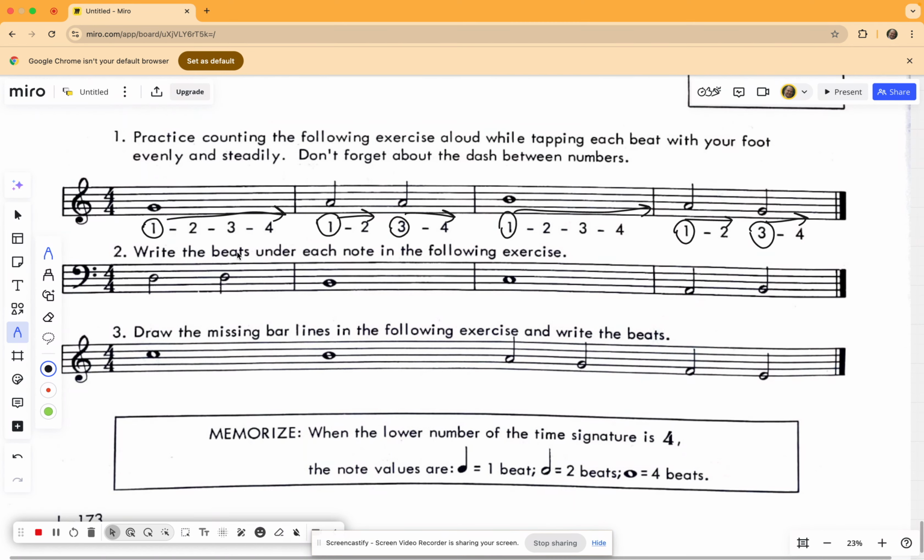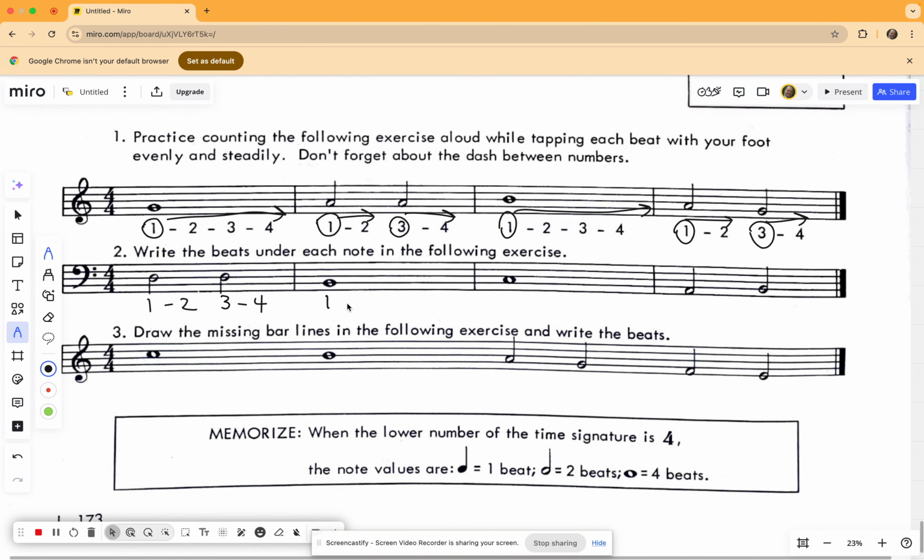Number 2, write the beats under each note in the following exercise. Okay, this is two half notes. Find up here the instance where two half notes occur, and you just have to copy the beats underneath. So here we go. This is a, what kind of note? Oh, let's look down here. Oh, it's a whole note. It gets 4 beats, and the bar line resets the count back to 1.